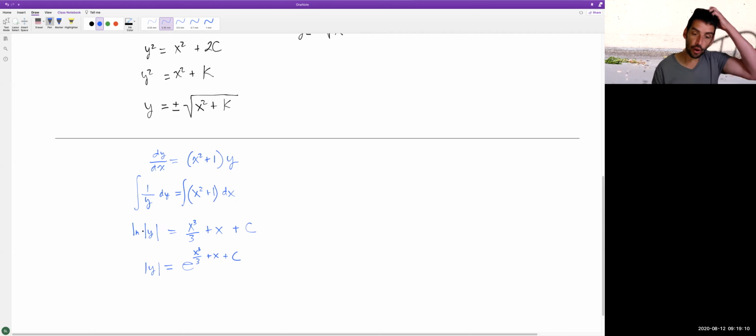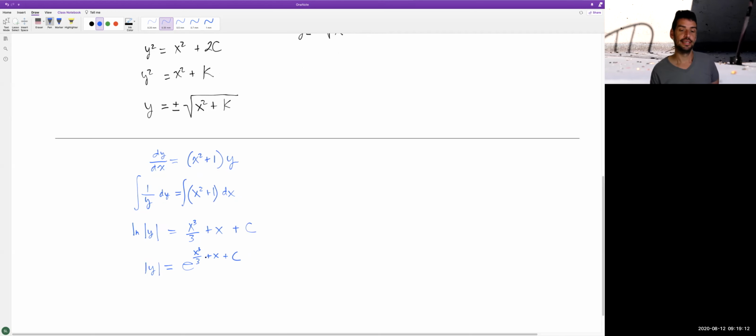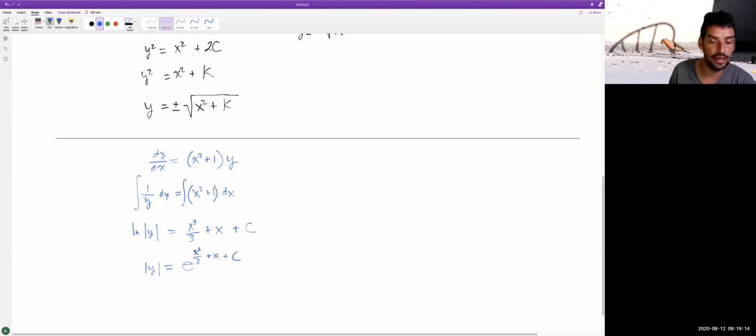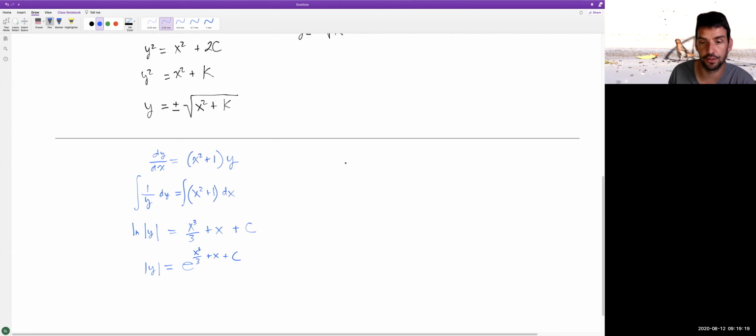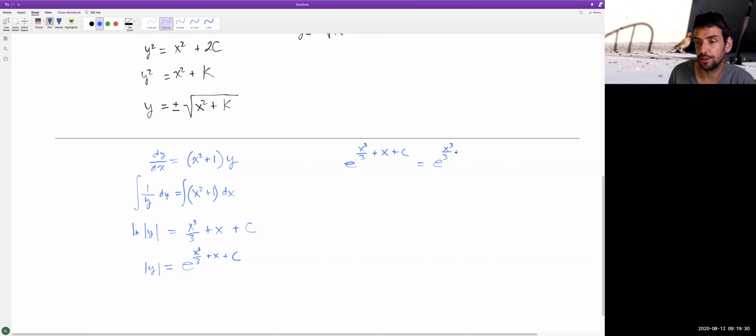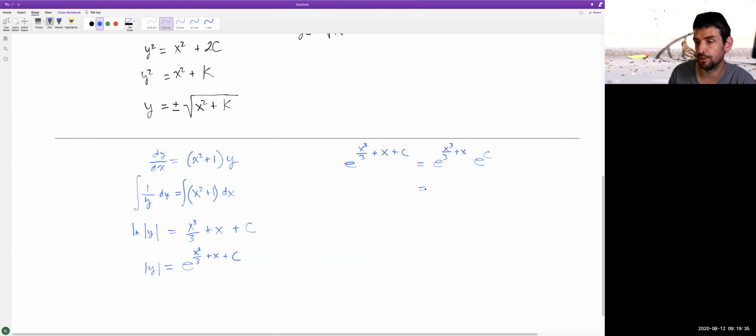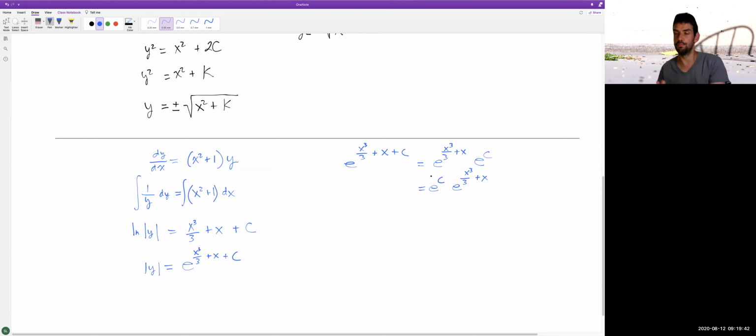All right, so I'm going to manipulate this constant, or this expression over here, a little bit. So I'm going to do some work off to the side. E to the x cubed over 3 plus x plus c is equal to e to the x cubed over 3 plus x, times e to the c. This is just rules of exponents. So I just moved it around.